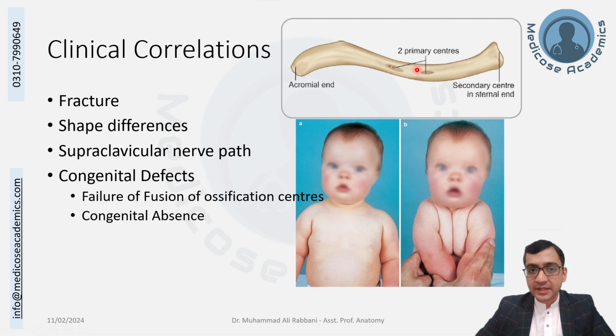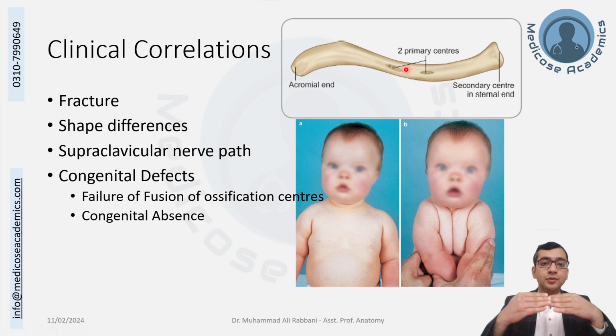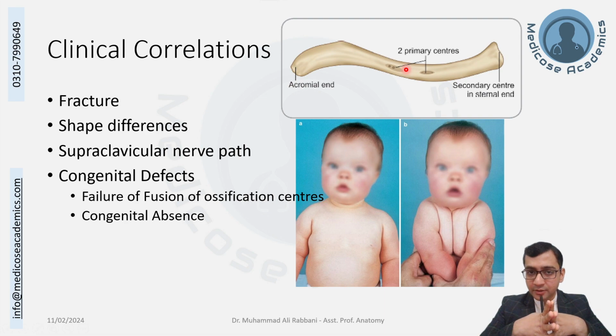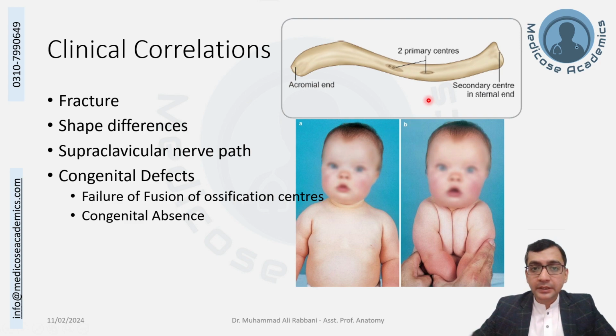Sometimes what happens is that these two primary ossification centers, which should join early in life, do not join and they become separated. So in the clavicle, it's like an artificial joint that is created between the two parts of the clavicle. Or maybe you can perceive it as a fracture. And sometimes this clavicle may be congenitally, partially, or completely absent.